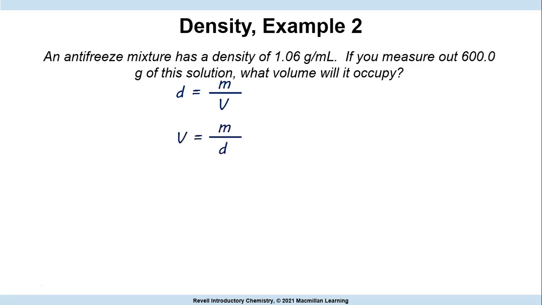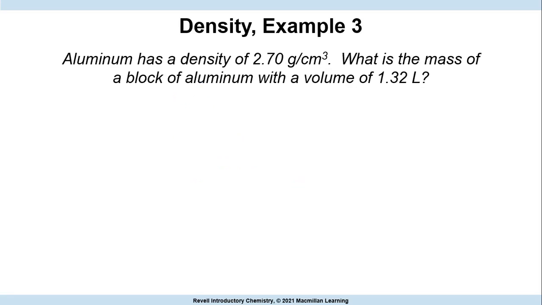Okay, so we go ahead, we divide our mass, which is 600.0 grams, divided by 1.06 grams per milliliter. We see that grams will cancel with grams and our volume would be in milliliters. So that gives us a value of 566 milliliters.